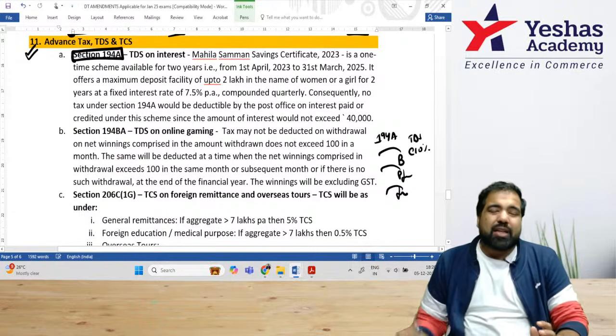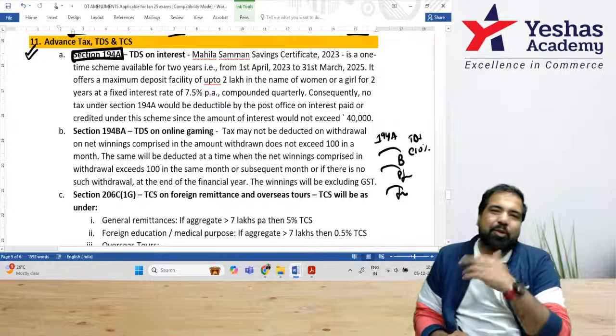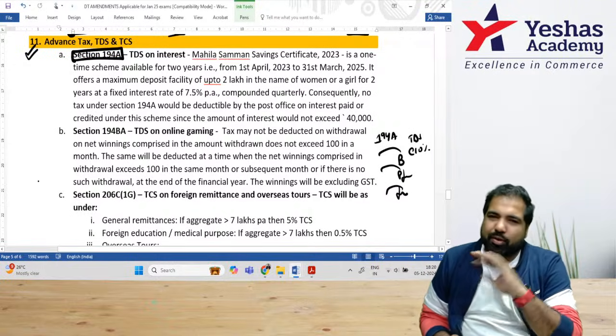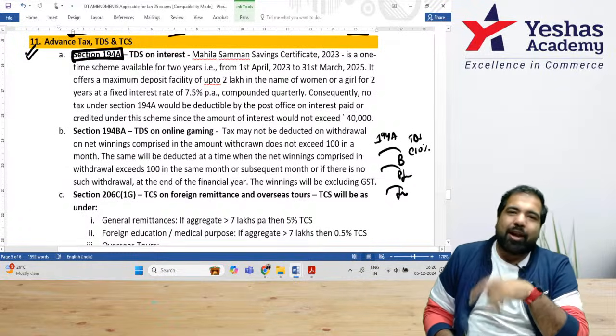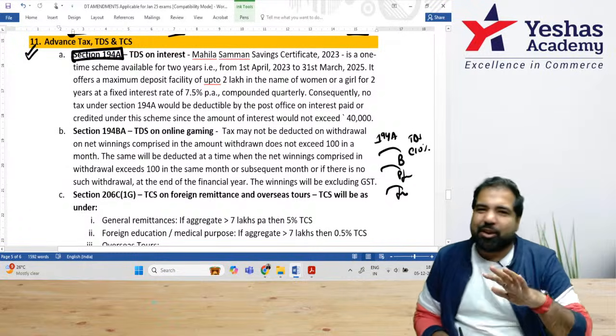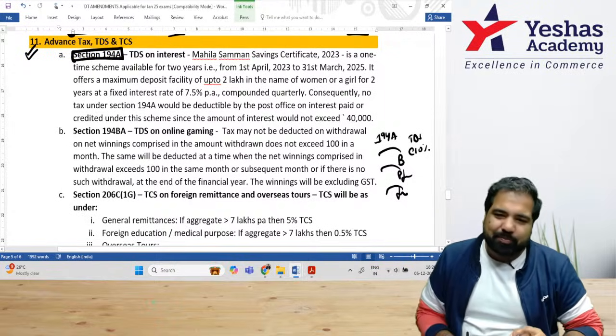For banks, the TDS will only be there if they pay you interest of more than 40,000 or 50,000, something that we had already discussed. I'm not getting into those details. But now I'm going to a small scheme which the government has introduced. Very, very simple, don't worry.